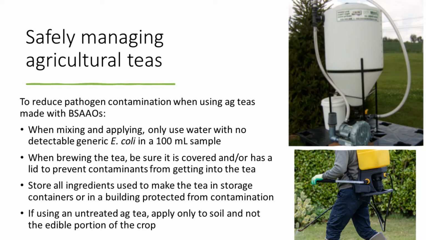You want to make sure that all the ingredients that you use to make that ag tea, you store them in a manner where they're not becoming contaminated. So I mentioned earlier, you want your product to be treated going into your compost tea, but then you also want to make sure that you're storing your ingredients in a way that they're not going to become contaminated from something. And then again, if you're using an untreated ag tea, so if they don't meet those requirements that I identified, you want to make sure that you're only applying those to the soil and never to the edible portion of the crop.